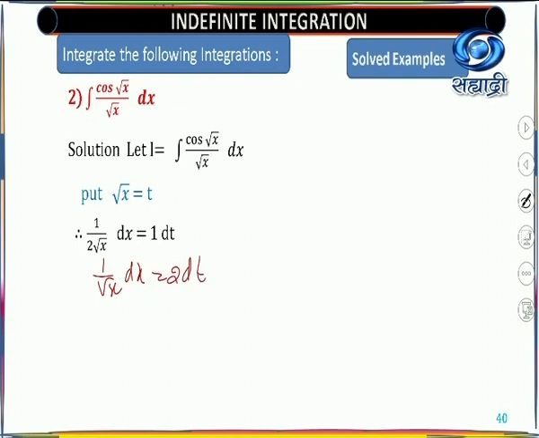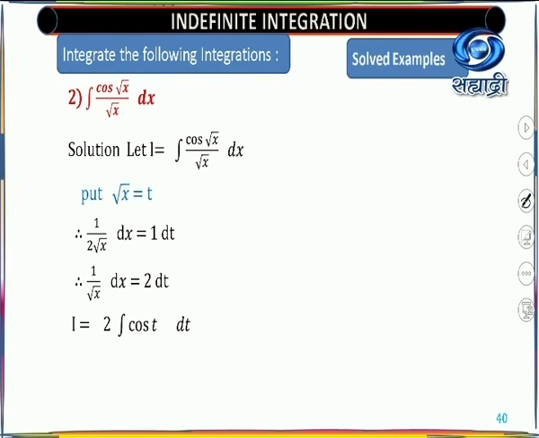You are able to substitute, because this integration is cos of root x into 1 upon root x dx. This whole product is in one bracket, and here you are able to substitute directly 2 dt. So this will be simplified. What you are getting is 1 upon root x dx equal to 2 dt, and that substitution gives I equal to 2 integral cos t dt.